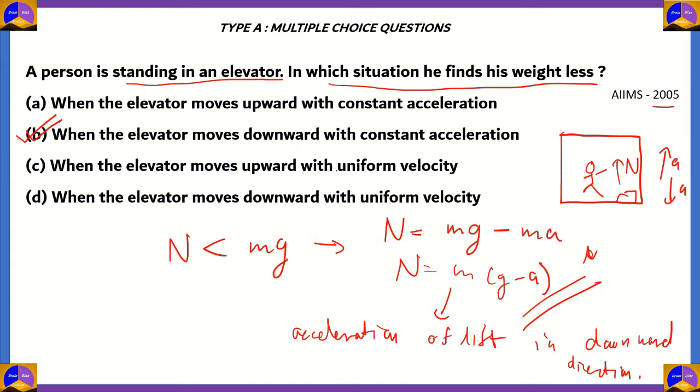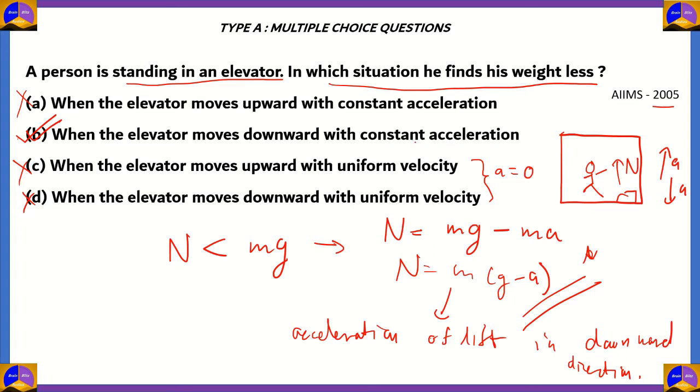So that means the person would find himself weighing more on the machine. So option A is incorrect. In options C and D, whether the direction is upward or downward, the value of acceleration is 0. So when the value of acceleration is 0, then the normal reaction will still be equal to the weight of the person. So options C and D are incorrect. Therefore, the right answer here is option B.